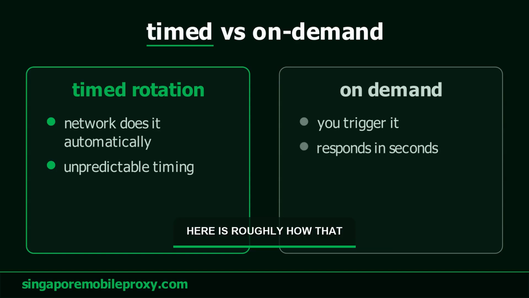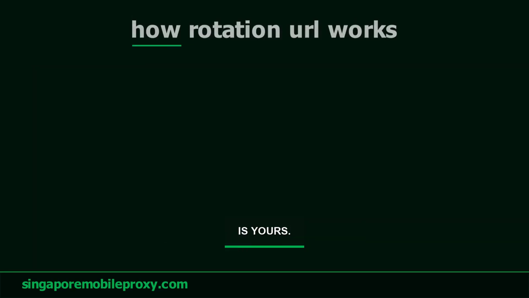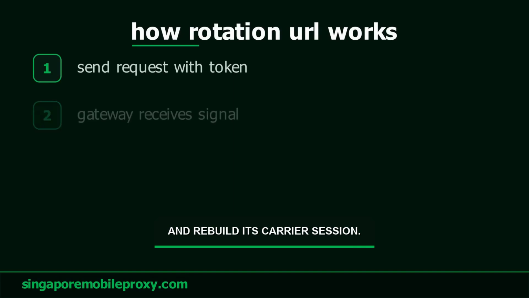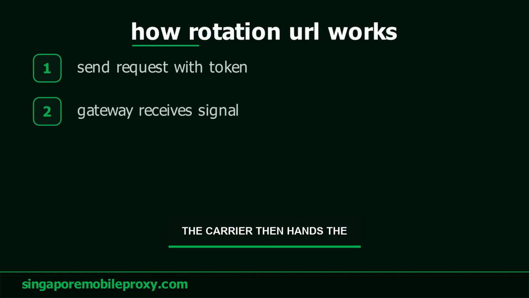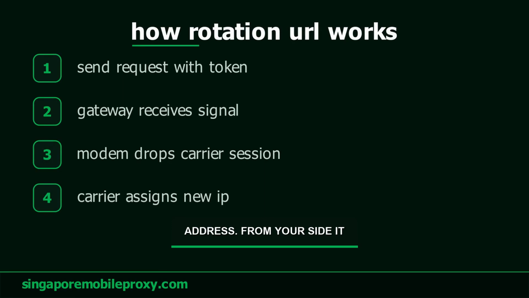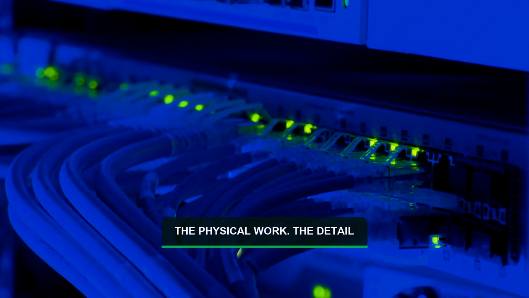Here is roughly how that rotation URL works under the hood, without the deep plumbing. You send a request to the endpoint, usually carrying a token that proves the port is yours. The gateway receives it and tells the modem to drop and rebuild its carrier session. The carrier then hands the modem a new IP from its range, and your next request through the port simply goes out on that new address. From your side, it is one call and a short wait. You are not managing modems or sessions yourself. You are sending one signal and letting the gateway do the physical work.